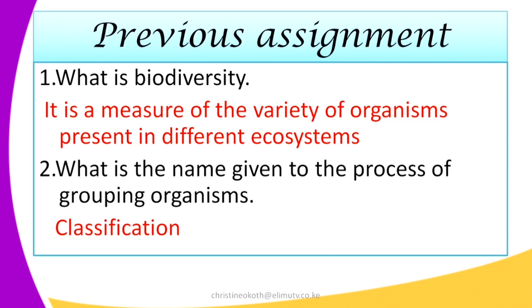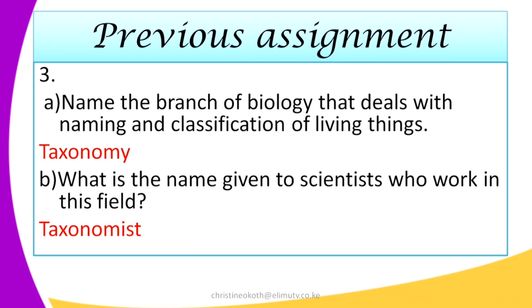Then question number 2, what is the name given to the process of grouping organisms? And we discussed this in our previous lesson, so this is called classification. And the third question, part A, name the branch of biology that deals with the naming and classification of living things. And the correct answer is taxonomy. Then part B, what is the name given to scientists who work in this field? They are called taxonomists because they study taxonomy.